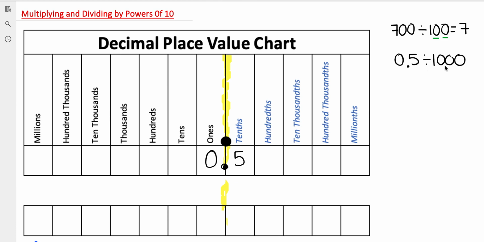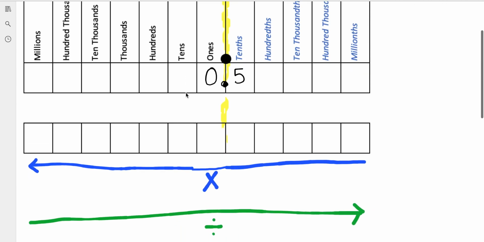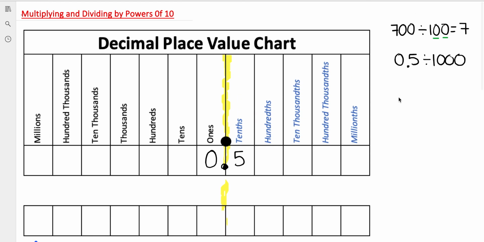And now I'm going to divide by 1,000. That means that I'm going to move to the right. How many decimal places? 3. Why? Because I have 3 zeros here. So I'm going to move 3 decimal places. So 1, 2, 3, and I'm going to write it here. And this 0, 1, 2, 3, and I'm going to write it here. Good. And that's my answer.